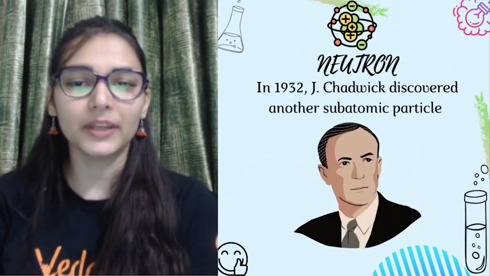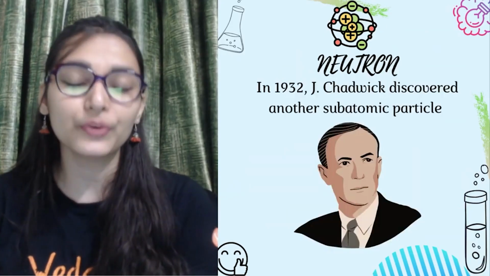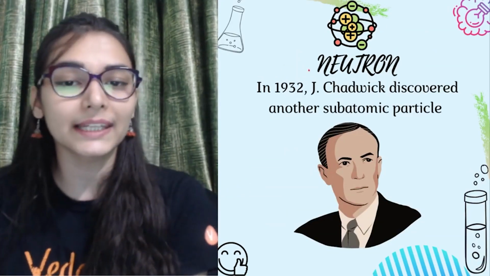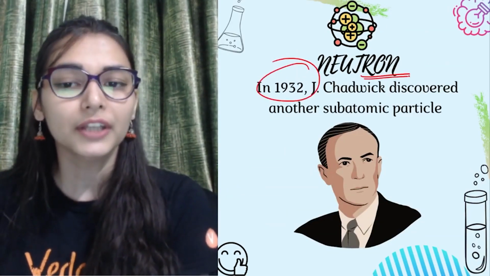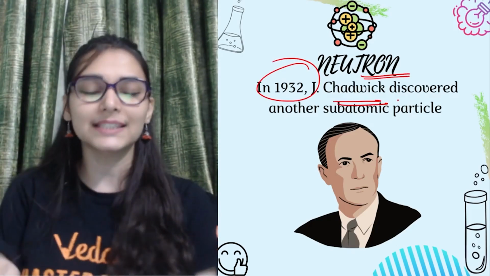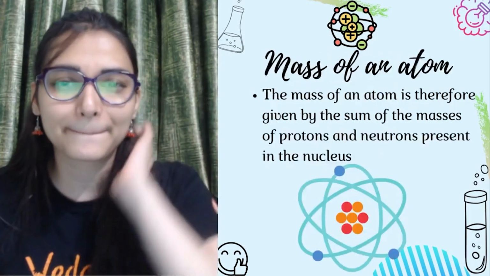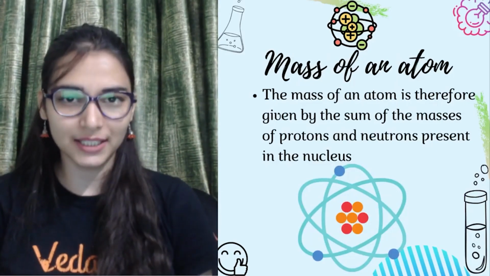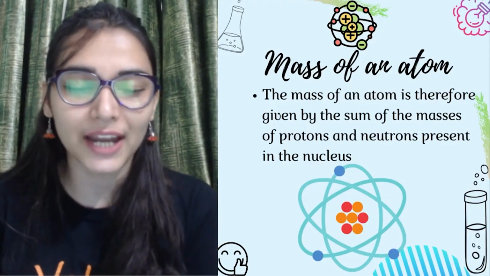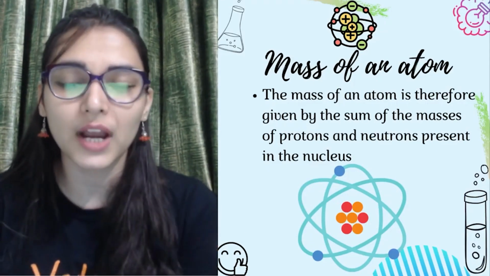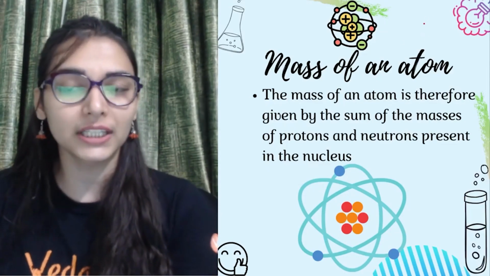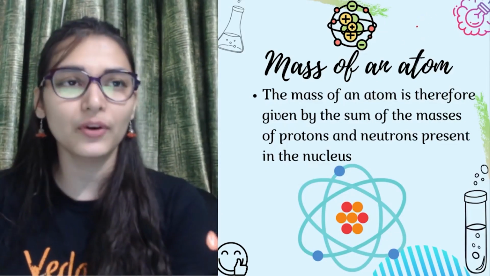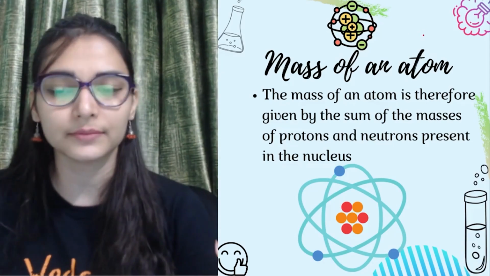So this experiment led to the discovery of protons, and finally, quite late in 1932, neutrons were discovered by Sir James Chadwick. And why were they discovered? What would James Chadwick have thought? They were actually discovered to balance the mass of an atom.